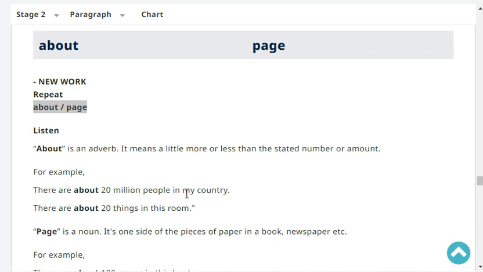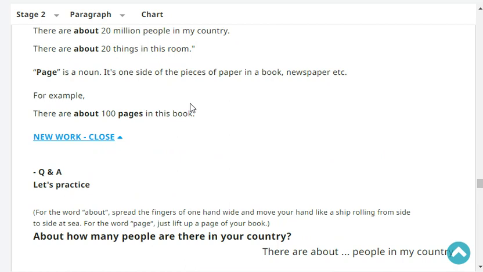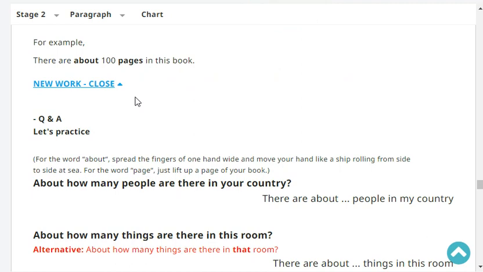About. Okay, page is a noun. It is one side of a piece of paper in a book, newspaper, etc. For example, I'm not sure how many pages this is, so I say there are about 100 pages in this book. Estimate. Okay, let's practice. About how many people are there in your country? There are about 100 million in my country. But we're not sure, just an estimate.